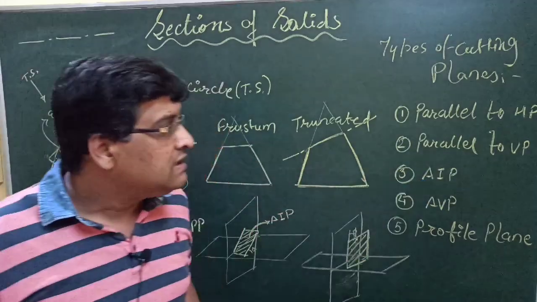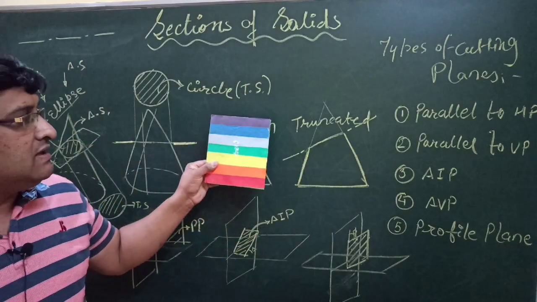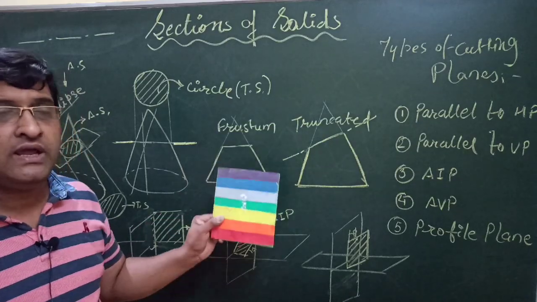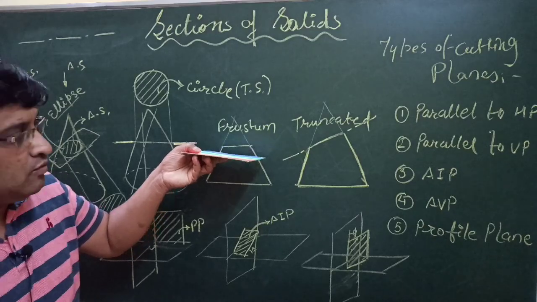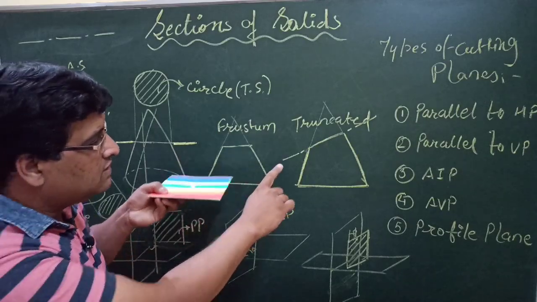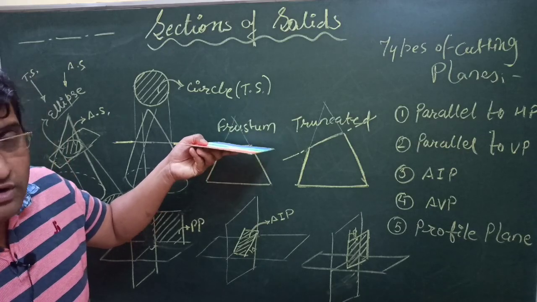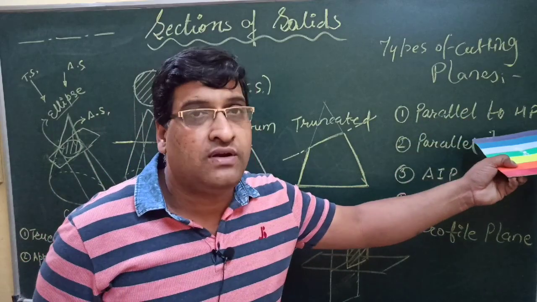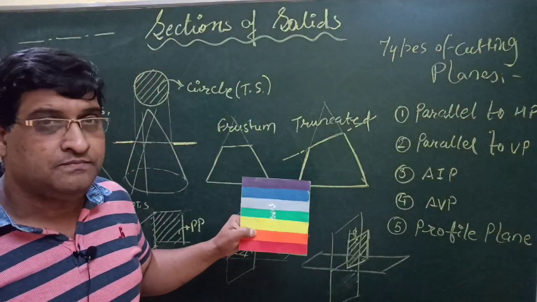The second type of plane is parallel to the vertical plane. This type of plane is parallel to VP and perpendicular to HP. Now, planes parallel to HP are always visible in the front view, meaning this line. We don't bother about this shape, so we show this line with a dashed line, so it is visible in the front view only, because we have to see from the front. This type of plane is visible in the top view only, right?